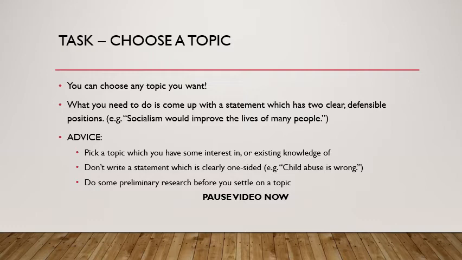My advice here is to pick a topic that you have some interest in or existing knowledge of. There's not much point choosing something that you don't really care about. If you're going to do any piece of writing, it's useful to do it on something that you want to write about. Try to avoid writing a statement that is clearly one-sided or where it is difficult to argue the other side. So if you use a statement like child abuse is wrong, it is difficult for anyone to argue that child abuse is not wrong, that child abuse is acceptable. So it's not a good topic for this type of writing.